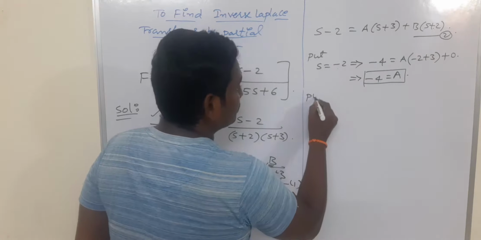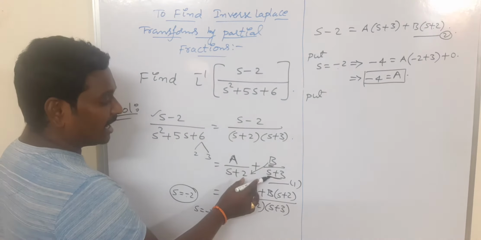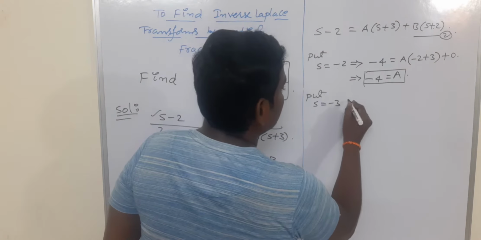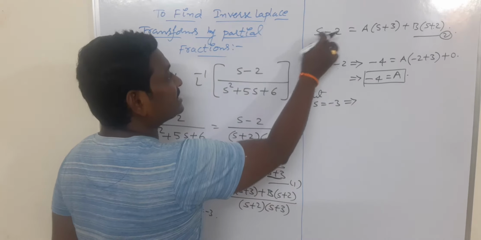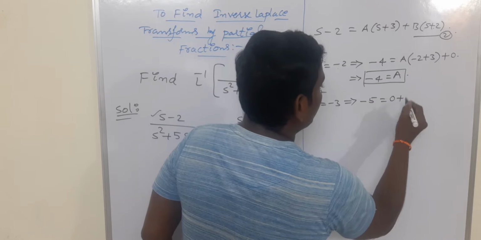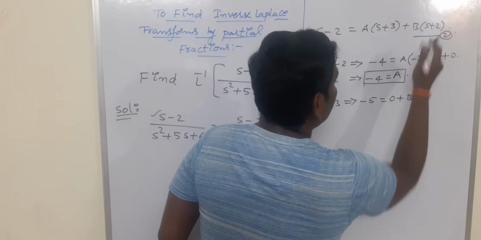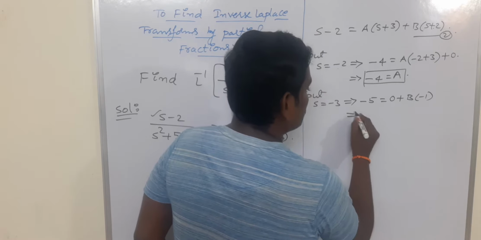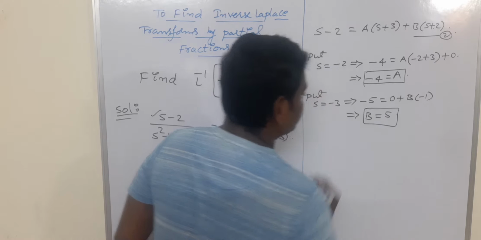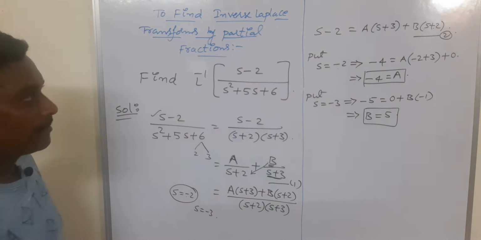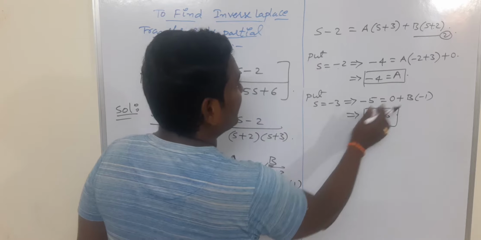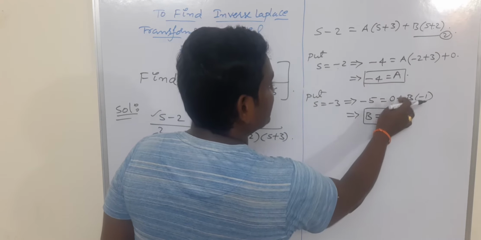Now for the B value, look at the denominator of B. We have the factor (s plus 3). Replace its root. What is its root? s equal to minus 3 in equation number 2. So you will get minus 3 minus 2, minus 5. Automatically A will be eliminated, plus B into (minus 3 plus 2), which is minus 1. So the minus signs cancel on both sides, and you will get B equal to 5. By substituting s equal to minus 3 in this one, you will get minus 3 minus 2, minus 5. This becomes 0 because minus 3 plus 3 is 0.